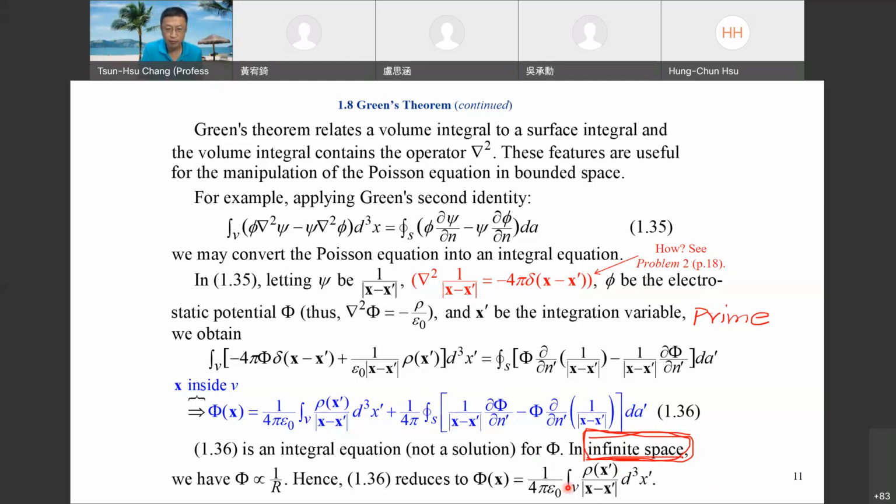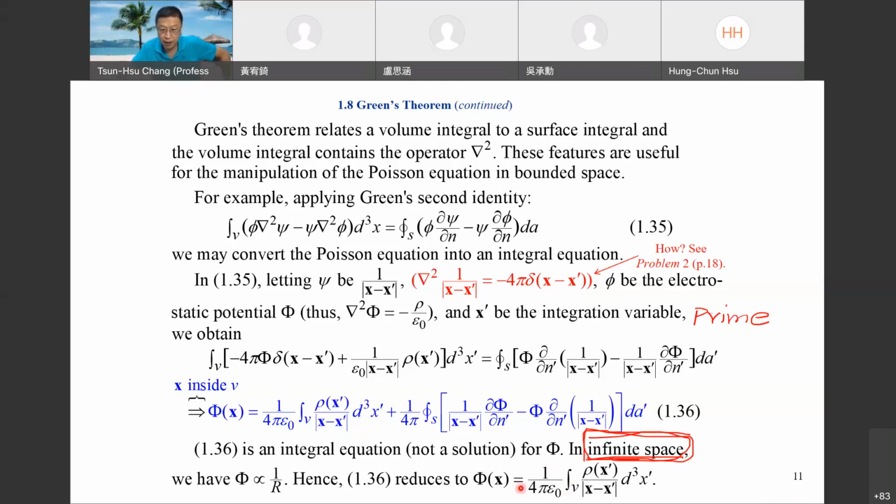an experiment at your lab, your lab space is finite. So it's impossible to consider infinite space. Very difficult. Okay. Therefore, Green's theorem, Green function, allows us to consider finite space. That's the major advantage of Green function, Green's theorem.